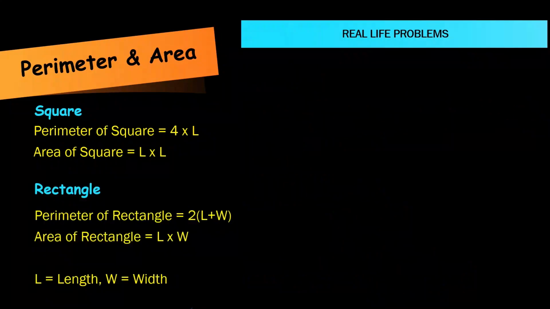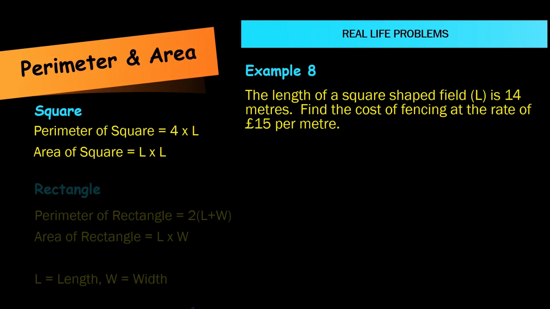Now let's take a look at another example. Pause the video and have a go. Press play when you're ready to view the solutions. The length of a square-shaped field L is 14 meters. Find the cost of fencing at the rate of £15 per meter. So let's solve this. Again, let's write out the key points. The length of our square, or our square-shaped field, is 14 meters.